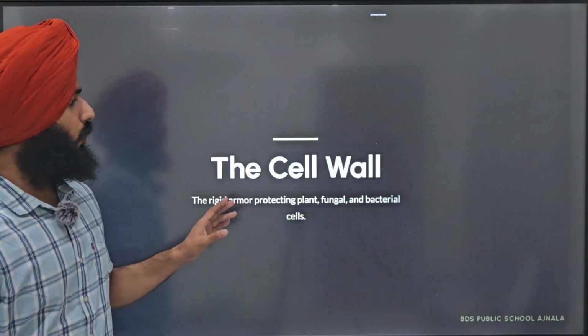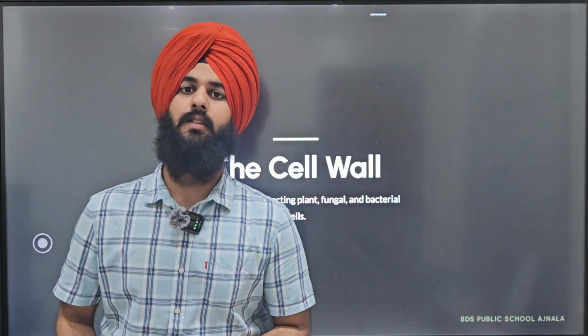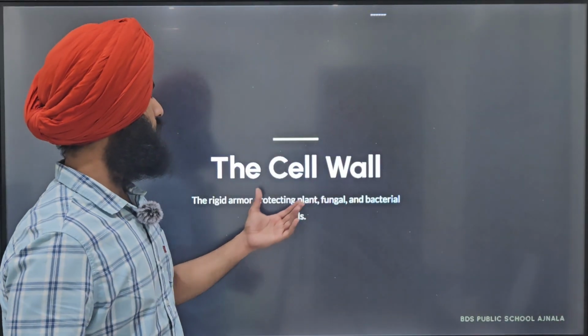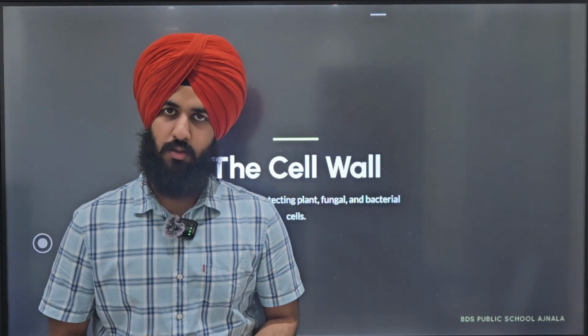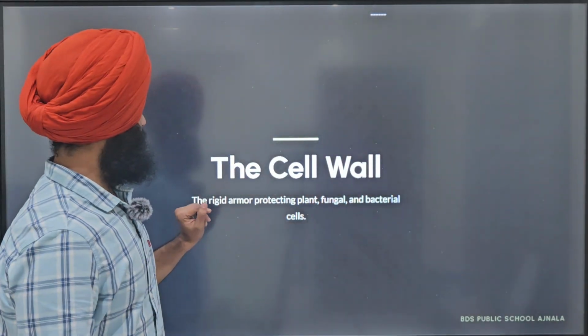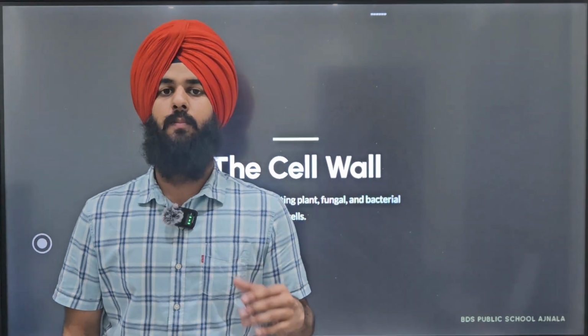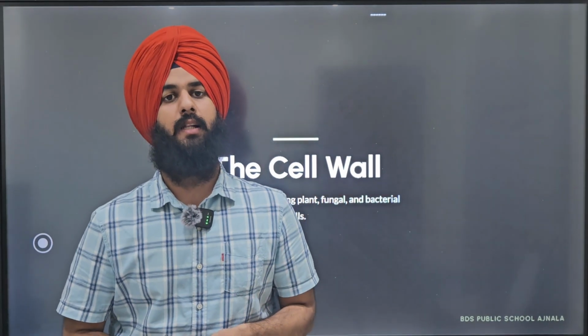So the cell wall, or the outer wall of a cell, is a feature that is unique to plant cells, not animal cells usually. It acts as a rigid armor that protects the internals of the cell.